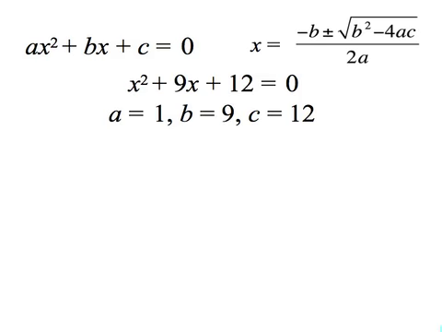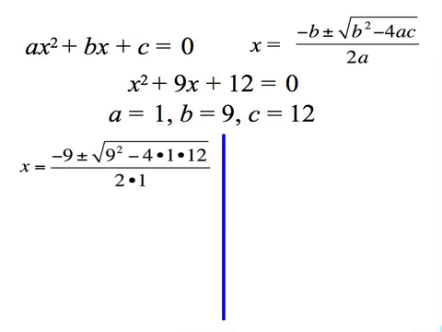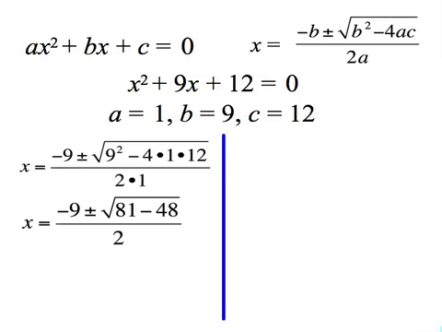So we have to use the quadratic formula. We identify that A is 1, B is 9, and C is 12. Substitute those values in. Perform some order of operations to get 9 squared is 81. Once again, 4 times 1 times 12 is 48, and 2 times 1 is 2. In this one, it's 81 minus 48 is 33.